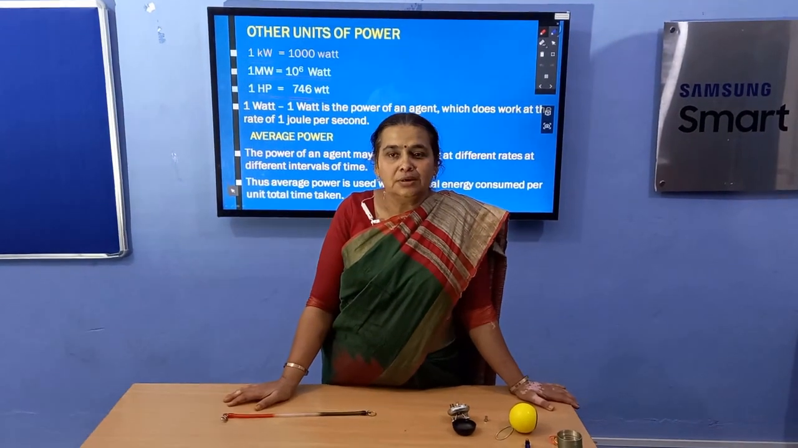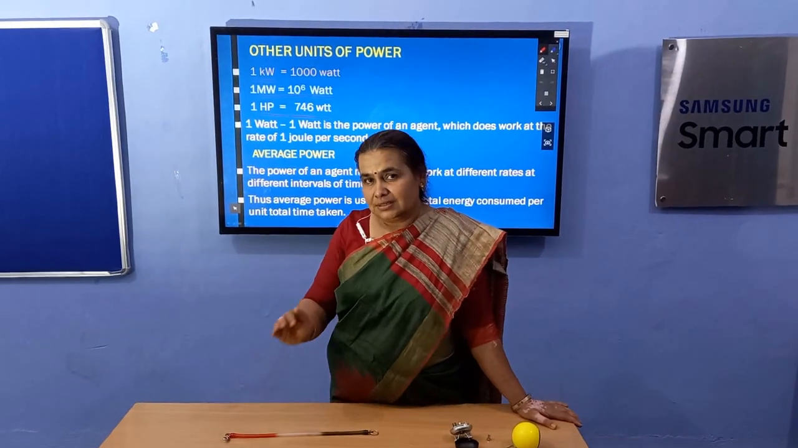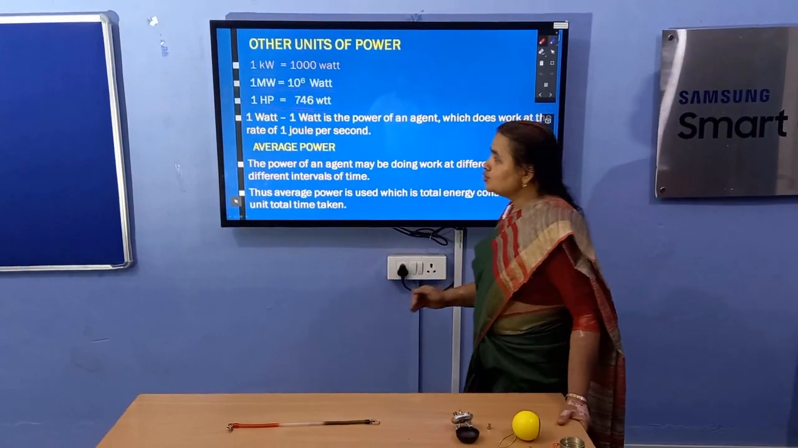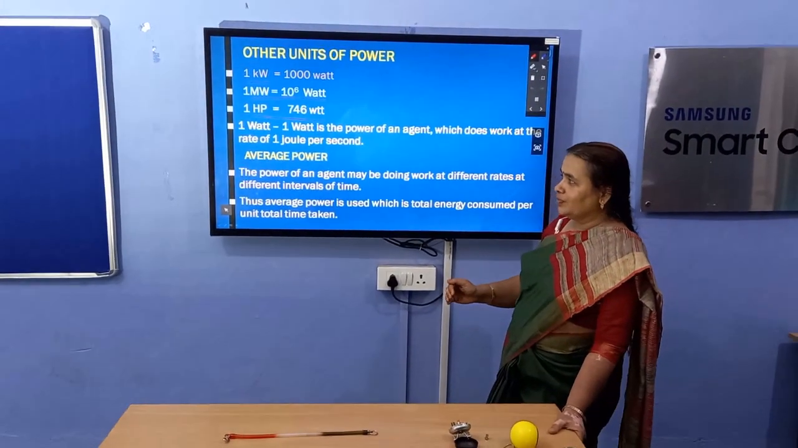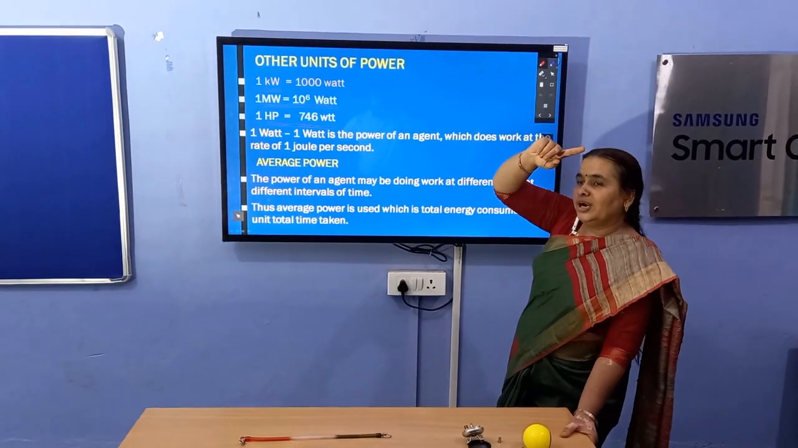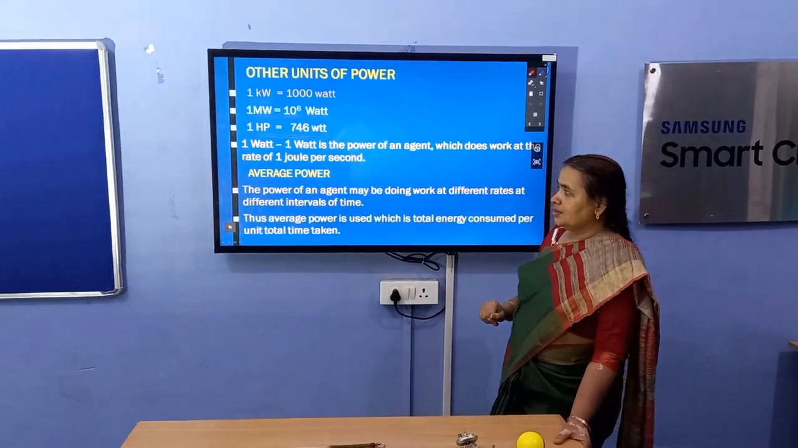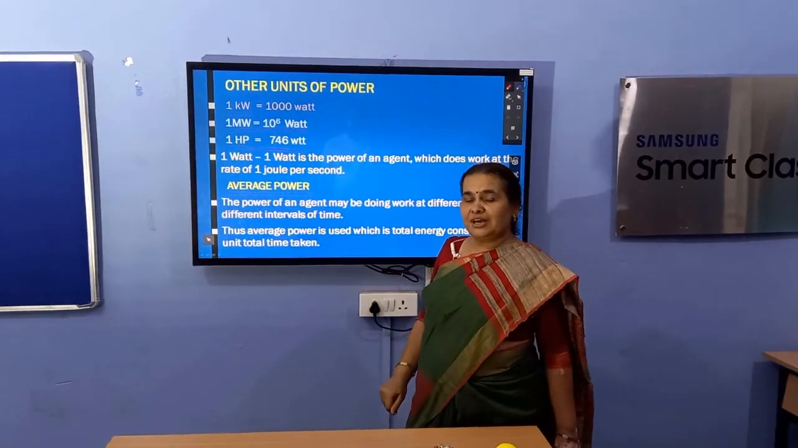You are doing your work very fast. But as the day comes to an end, your power gradually decreases. That means you are not having same power from morning till evening. So what is the option for that? Let us calculate average power.